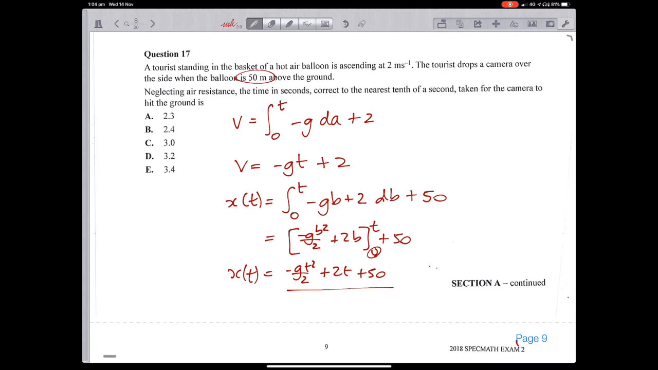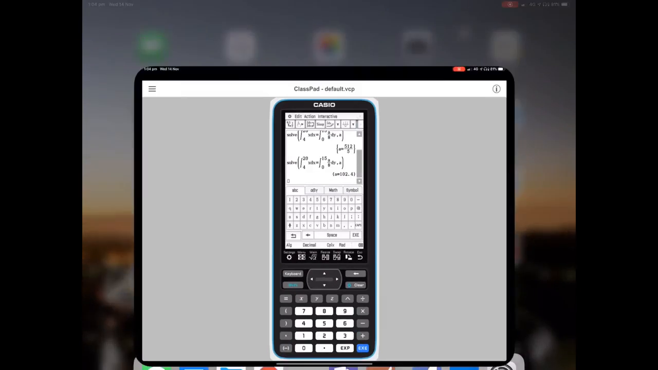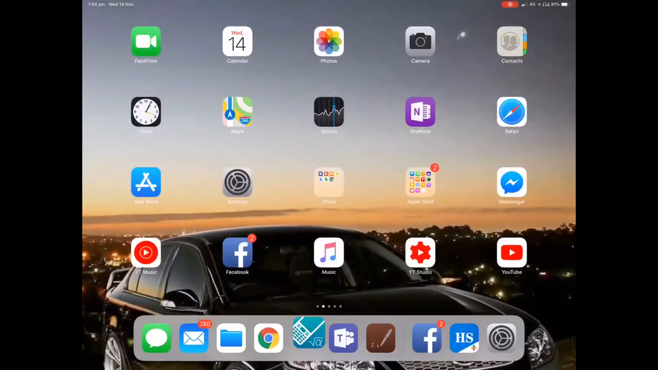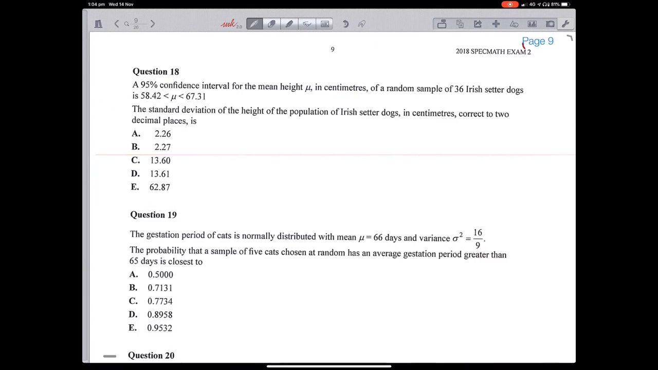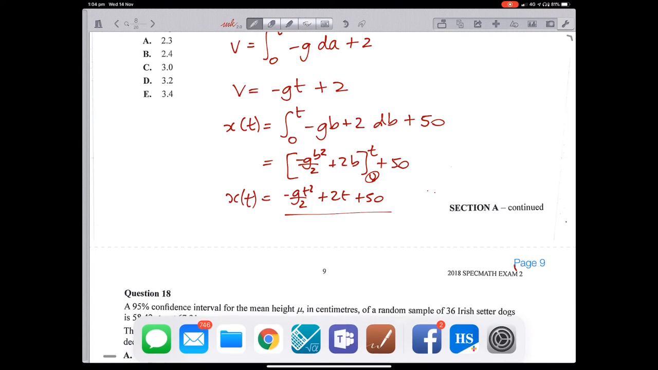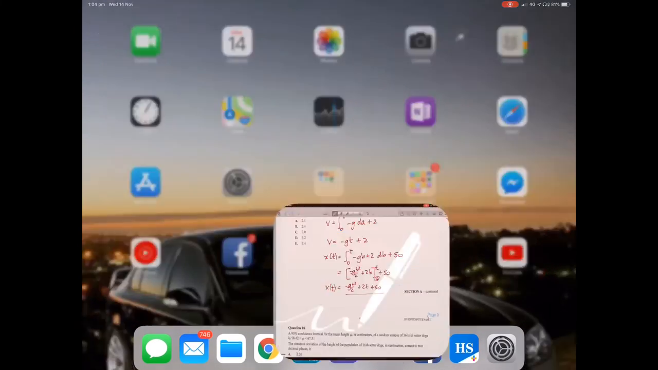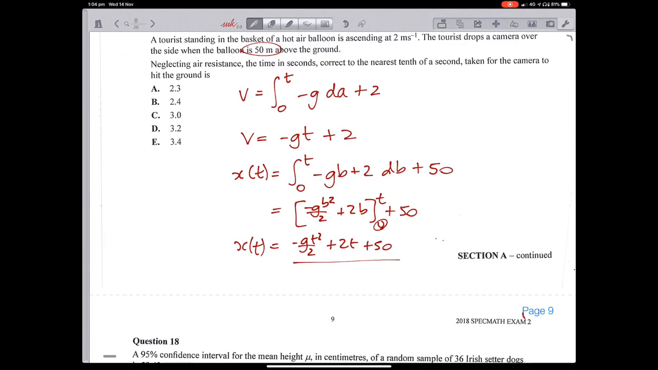So negative g on 2 x squared. Negative 9.8 divided by 2 times x squared plus 2x plus 50 equals 0. Solve for x. Negative 2, it's going to be 3.41, which is E.